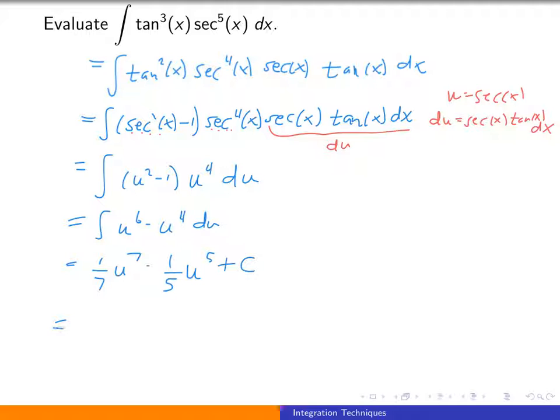And of course, with any substitution in an indefinite integral, our last step is to go back to this substitution that we made, u equals secant x, to rewrite everything in terms of that original variable x. So 1/7 secant to the 7th x minus 1/5 secant raised to the 5th power of x plus c.